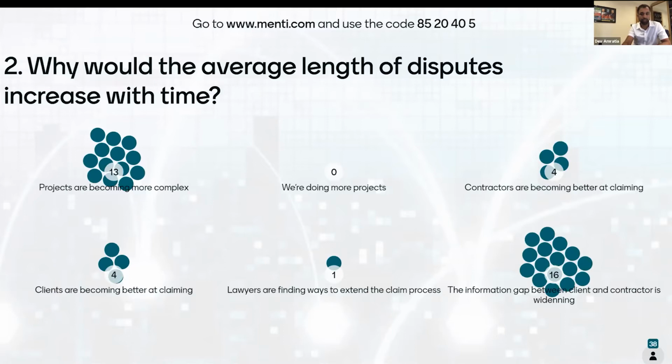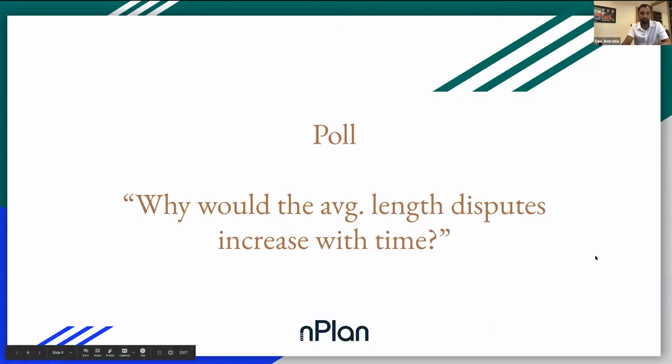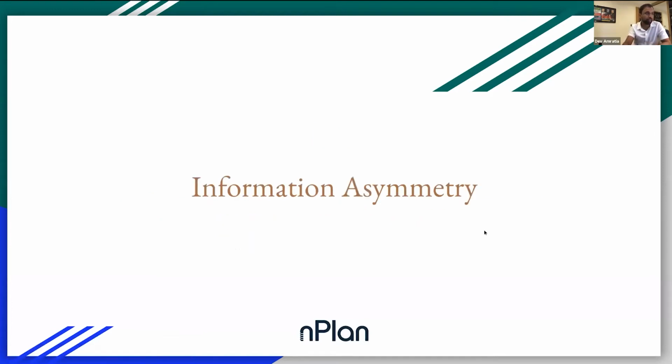Of course, projects are becoming more complex, which is very true. Complex projects are harder to arbitrate as well. So just like I magically predicted, I promise you I'm not the person voting. It's all of you who are attending who are voting. Information asymmetry is what causes these problems.